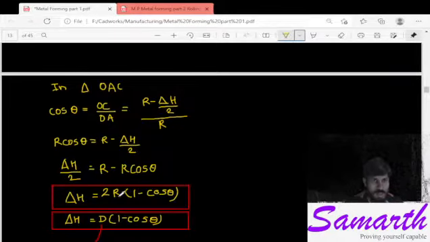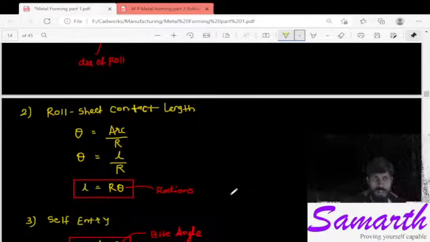By transferring this 2, we get twice R, 1 minus cos theta is equal to delta H. Okay, so delta H is equal to, instead of twice R you can keep the diameter of the roll, D into 1 minus cos theta, right? So we will use the delta H formula whenever we require it in numericals, where D is the diameter of the roll.